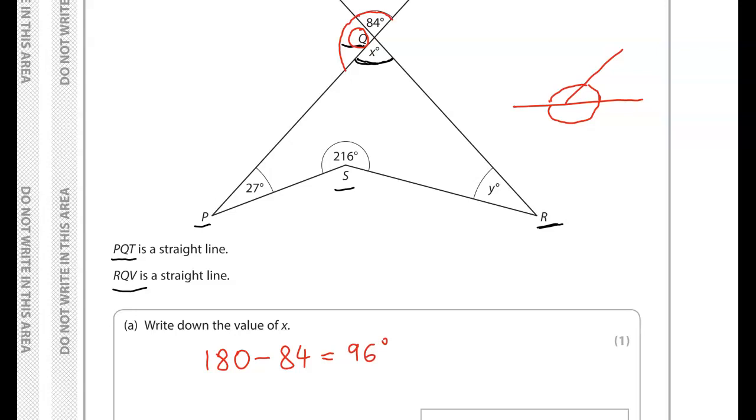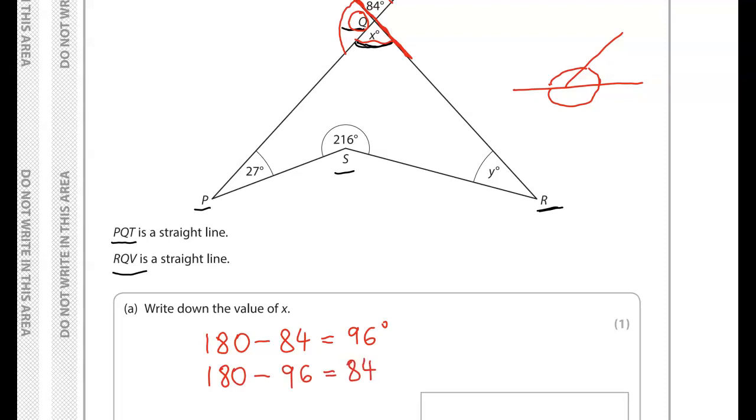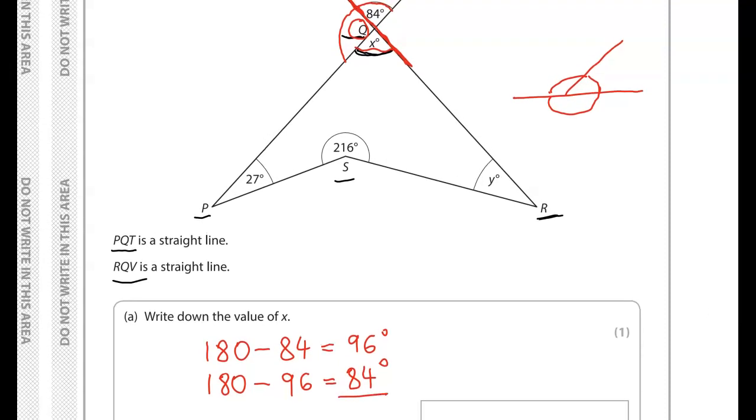Now we've got this angle Q, which can help us figure out angle x. As you can see, angle x and angle Q both lie on a straight line, so both of them will be equal to 180 degrees. So we know that Q is equal to 96, so we're going to do 180 take away 96, which gives us 84 degrees. So that's the value for x.